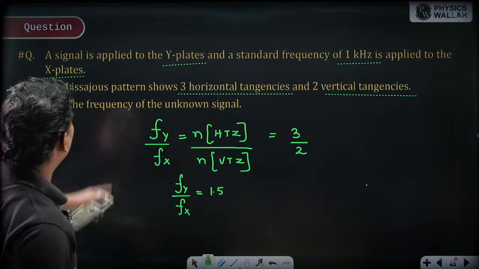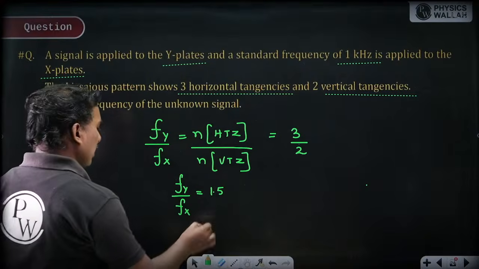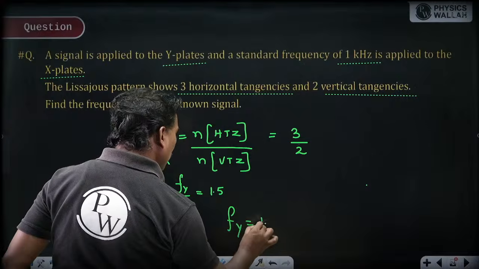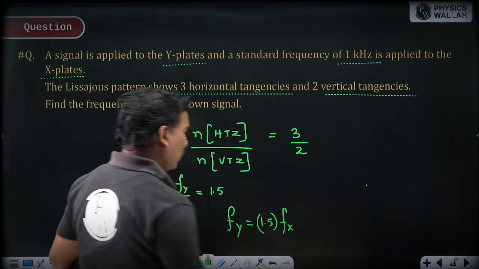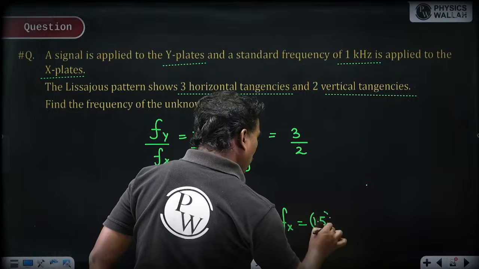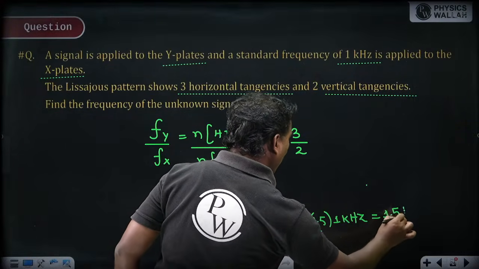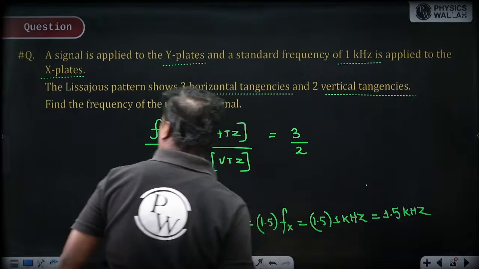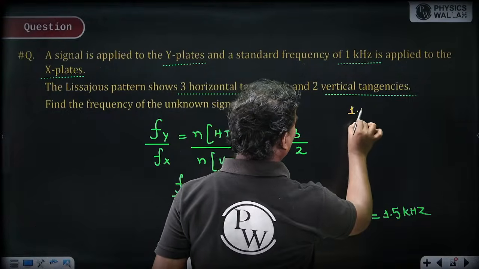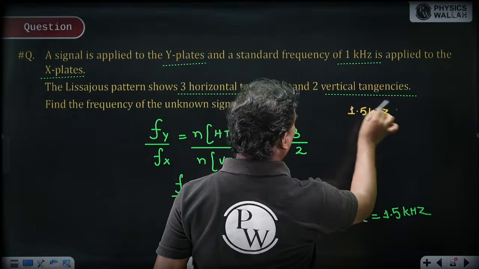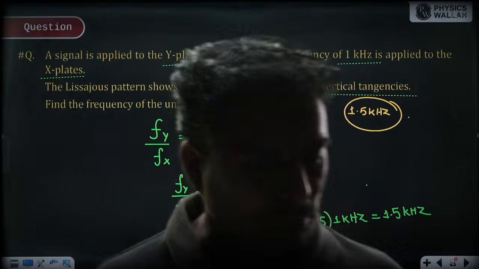He has given that a signal is applied to the Y plates and a standard frequency of 1 kilohertz is applied to the X plates. So Fy is equal to 1.5 times Fx. Fx is 1 kilohertz, so that becomes 1.5 into 1 kilohertz. So the answer is 1.5 kilohertz. So the right answer for this question is 1.5 kilohertz. Am I right? It's a very easy question. Don't miss this question.